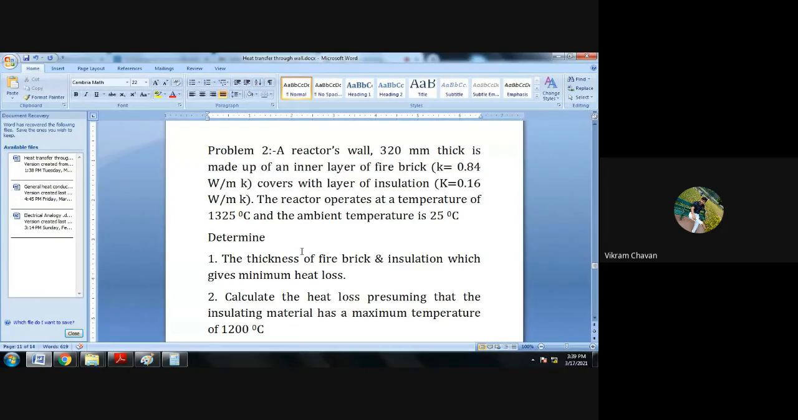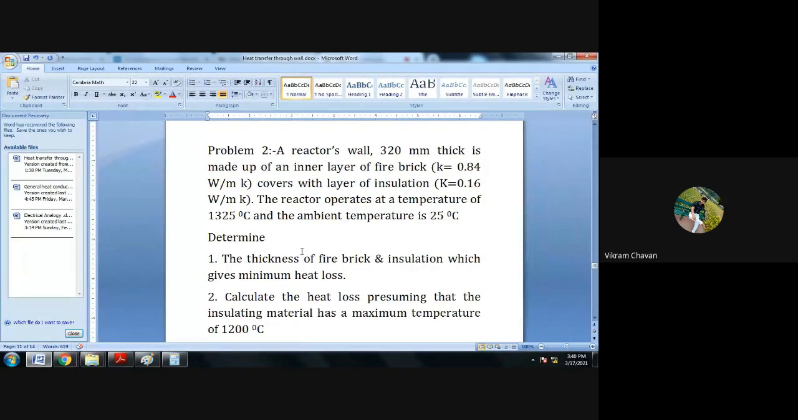is made up of an inner layer of fire brick, in bracket, the fire brick thermal conductivity is provided, K is equal to 0.84 watt per meter Kelvin, bracket complete, covers with a layer of insulation.